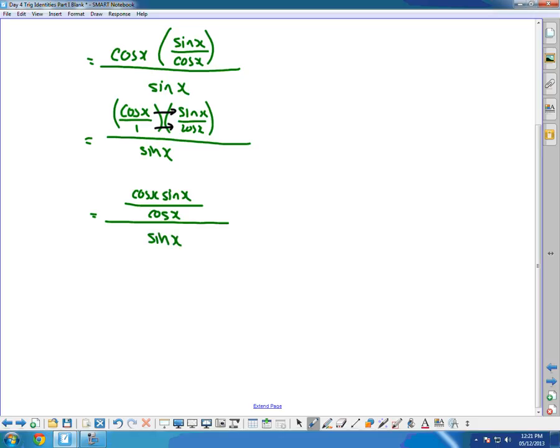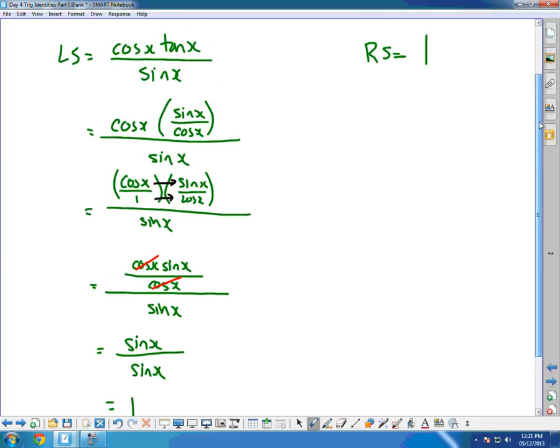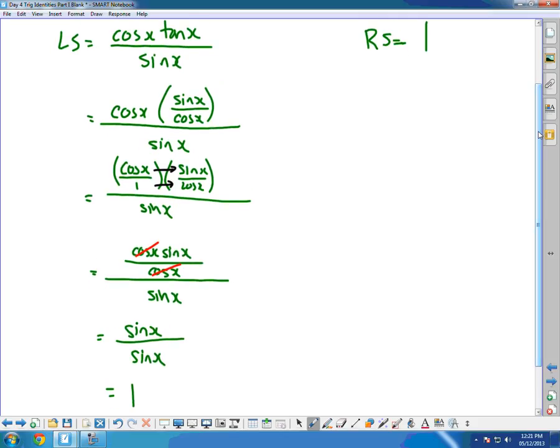And now I see I have a cos x on the top of this small little fraction and a cos x on the bottom, so that's going to simplify. That'll leave me with sine x on the top over sine x on the bottom, and anything divided by itself is 1. And so even though I can't see it because it's off my screen, I have the right side is equal to 1. So I finish off by saying, therefore, the left side equals the right side, and it is proven.